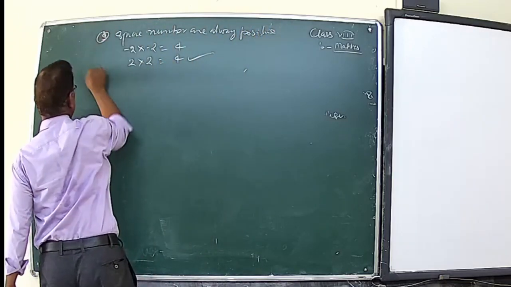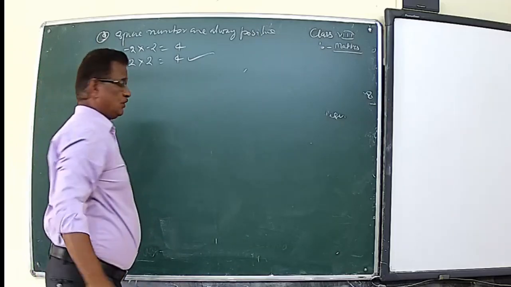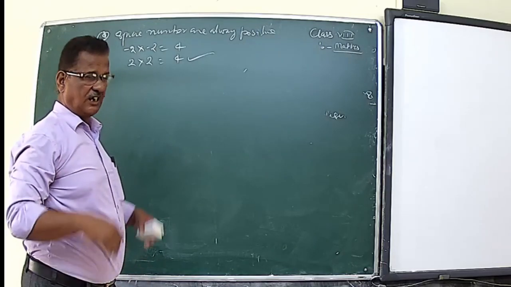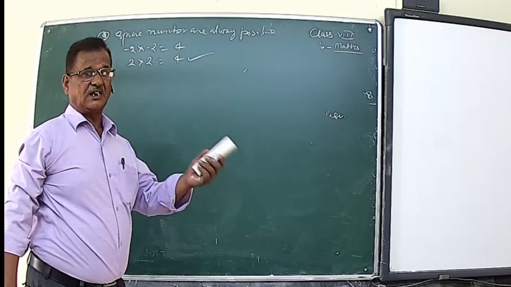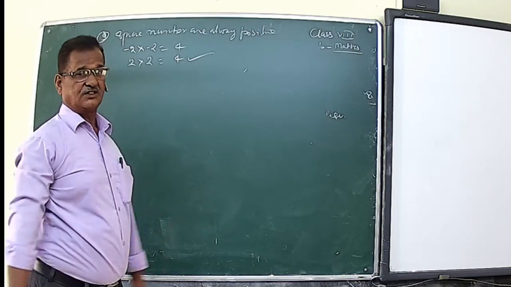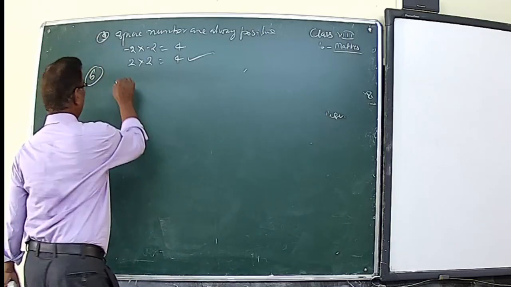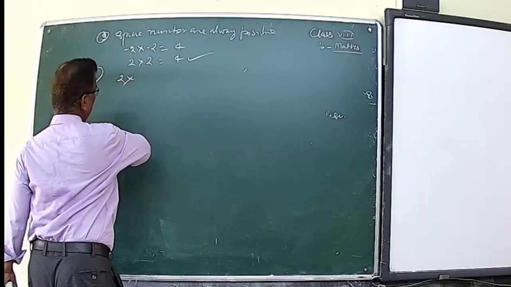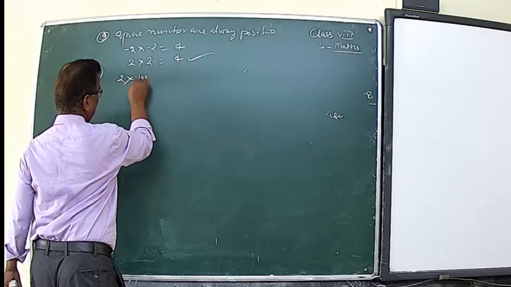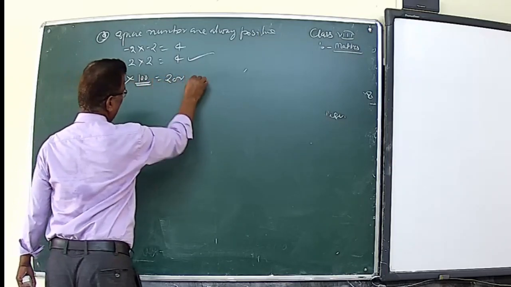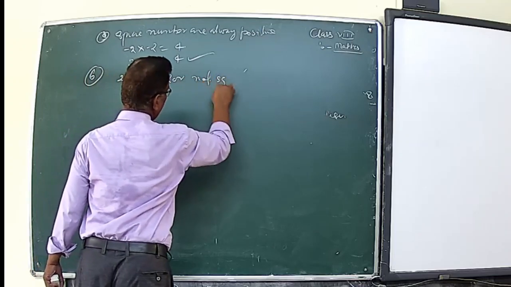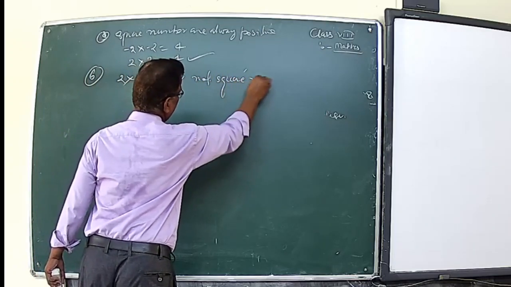Fifth property: twice a square number, or a square number multiplied by a non-square number, the product is not a perfect square. For example, 2 into 100. 100 is a perfect square, but twice 100, 200, is not a square number.